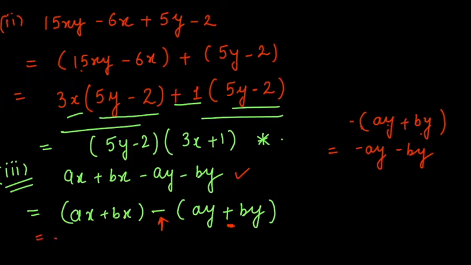What is common here? X is common, a plus b. And what is common here? Y. You are again left with a plus b, which is a common factor in this term and this term. So I can take it out, and what I am left with is x minus y. So this is how we do regrouping and rearrangement of the given expression to find the factors.